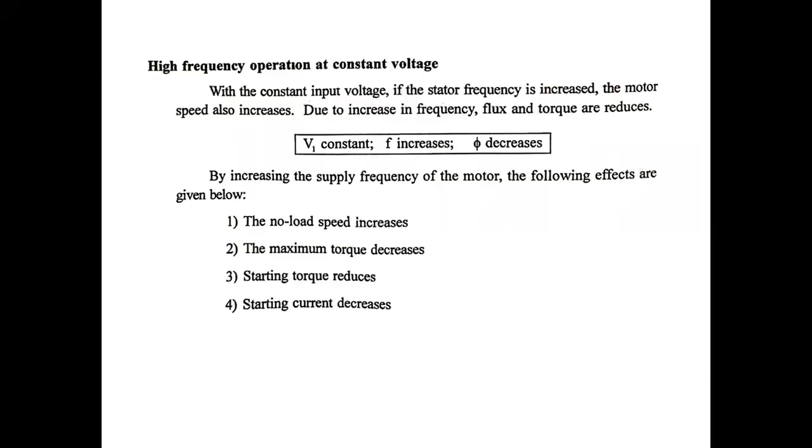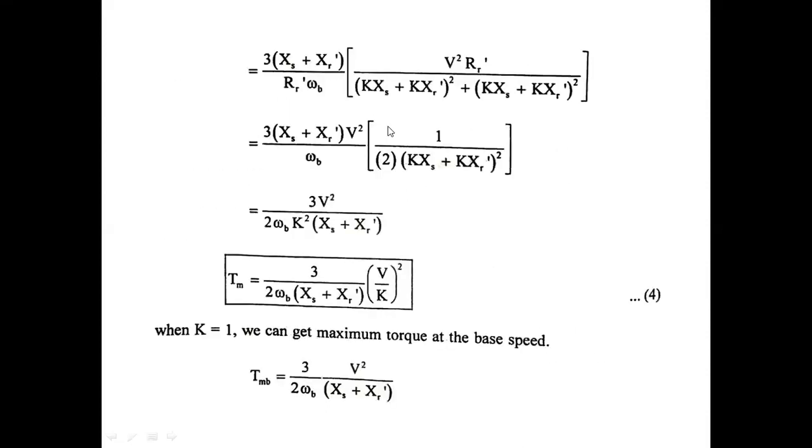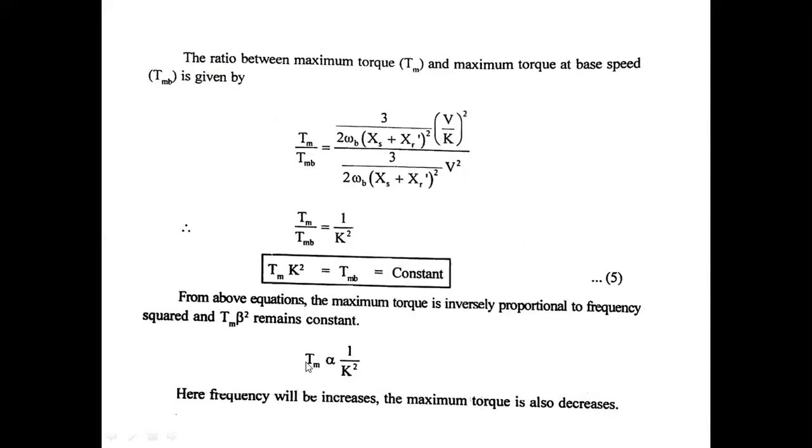I am going back again. If I increase this frequency, previously I assumed these two are the same, hence k is 1. Now if I am increasing this one, k is greater than 1, right? Keeping the same value here and k greater than 1, I am taking it as 1.5. And next, once you increase the value of k, what happens to the maximum torque?